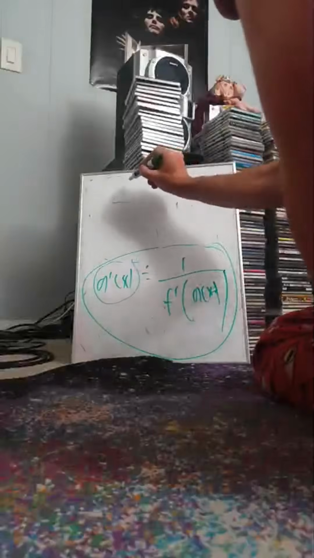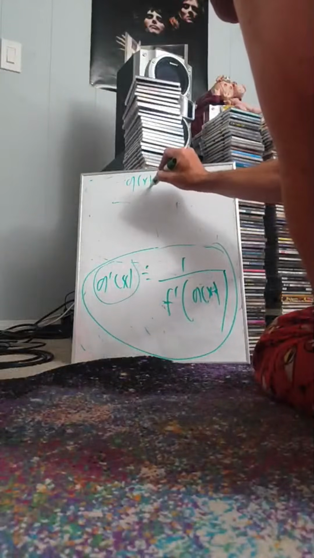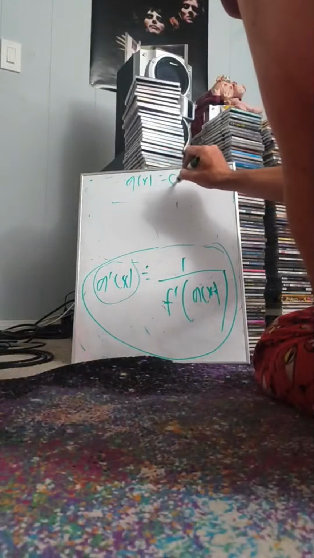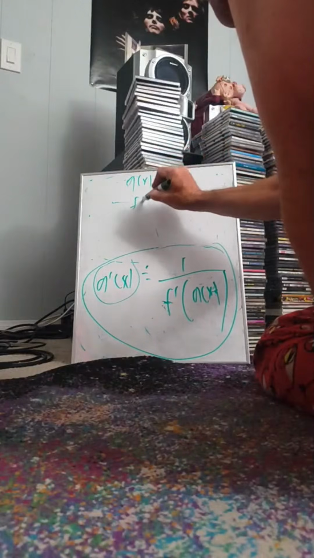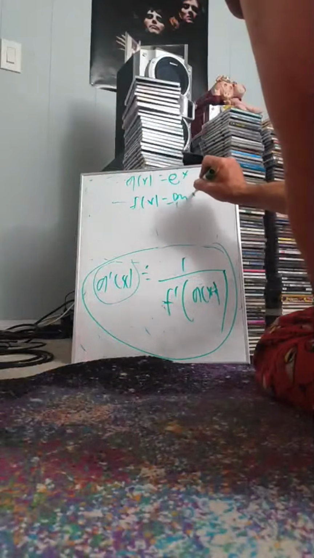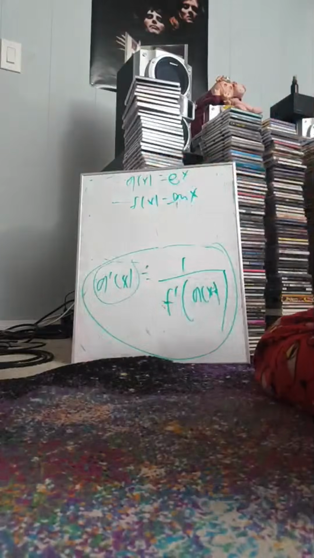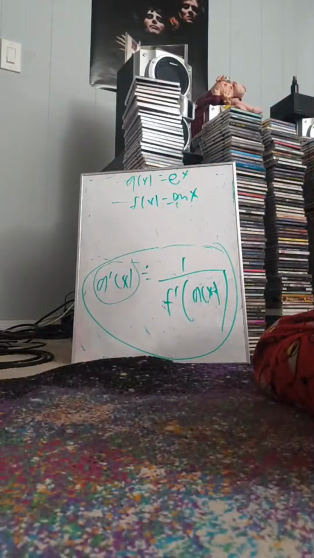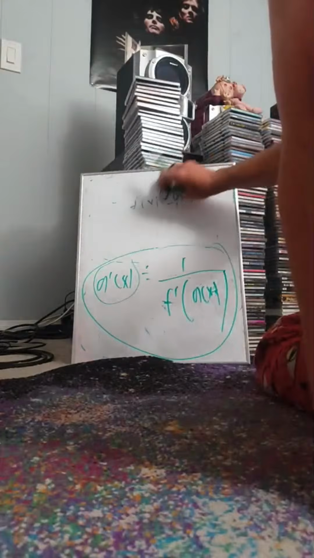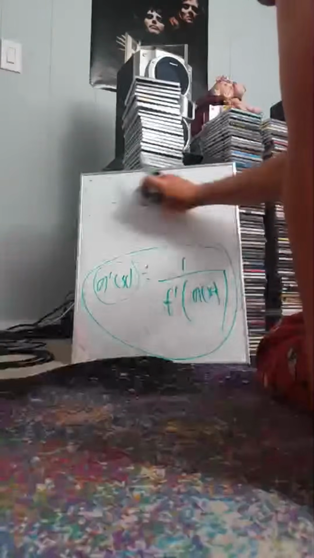If g of x is, let's say, e to the x, and f of x is logarithm of x, which we just did that one. Yeah, we did, but let's change it up. Let's make the reverse and see if that works then too.